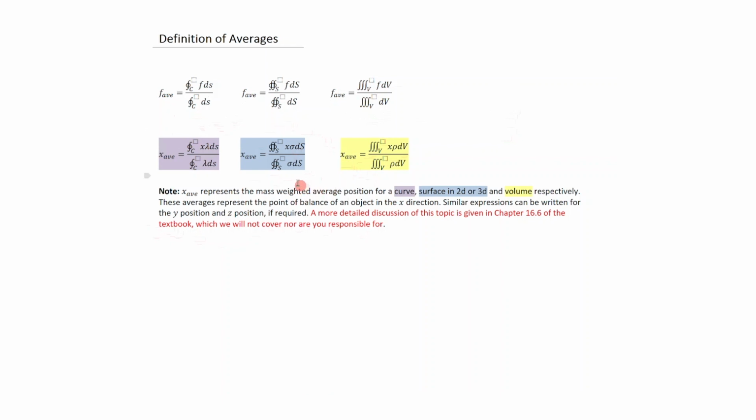So these are things that we're not going to be looking at. The mathematics is straightforward. However, a more detailed discussion of this topic is given in chapter 16.6 of the textbook, which we will not cover, nor are you responsible for it.